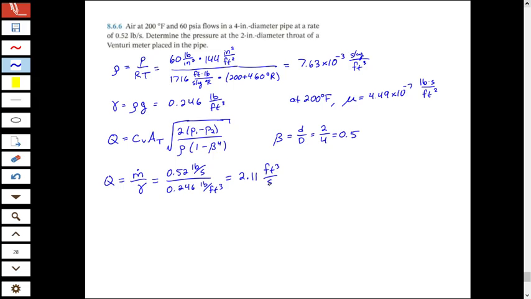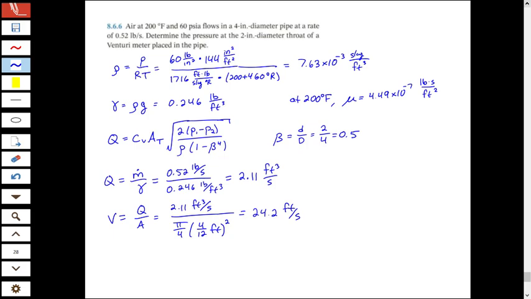Next, we can find the velocity before it enters the Venturi. So this is before it gets constricted. We can find the velocity of that. So velocity, Q divided by area. So we have 2.11 cubic feet per second divided by pi over 4, and then the 4-inch diameter, we're going to convert over to feet. We will get 24.2 feet per second. All right, so far so good.